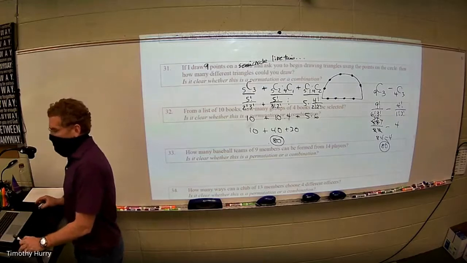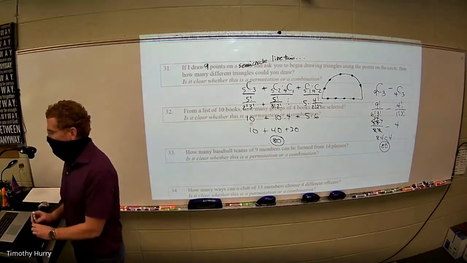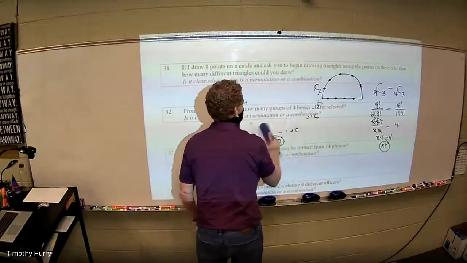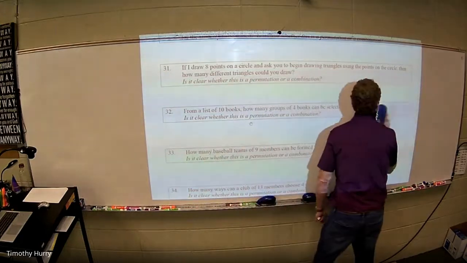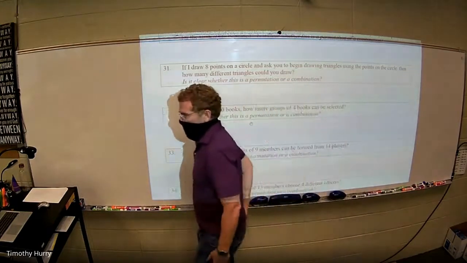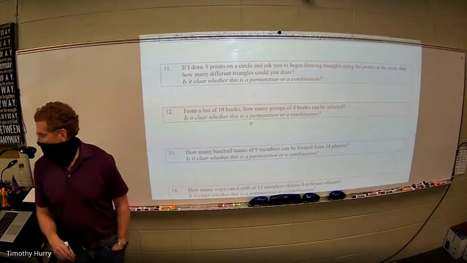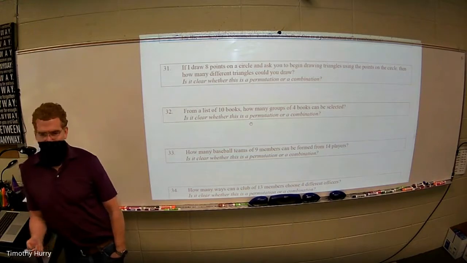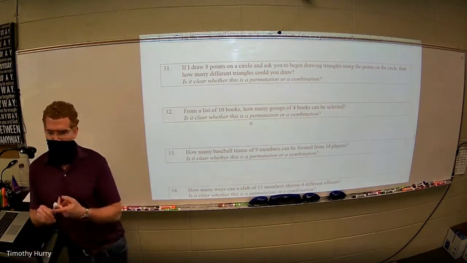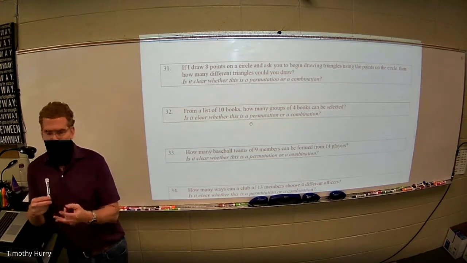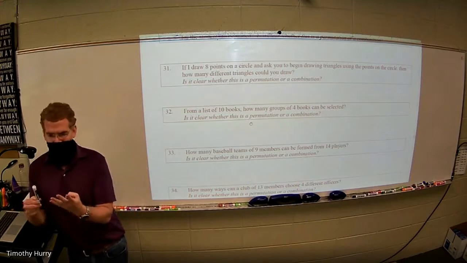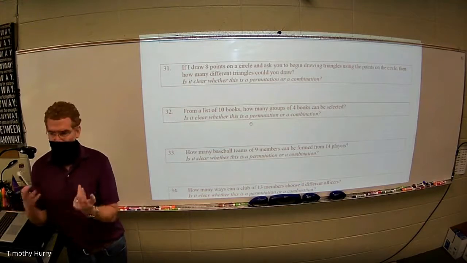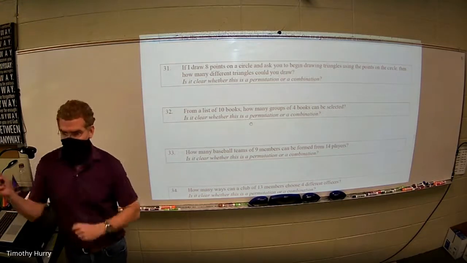How about this: from a list of 10 books, how many groups of 4 books can be selected? Anybody? The combination, because it doesn't matter the order of the books, it's groups of books. Yeah, 10C4, because think about it. If you walk into a bookstore and you need to buy a calculus book and a history book and an AP Psych book or whatever, you have to buy 4 books. Does it really matter the order in which you got them? No, you're just throwing them in the buggy, the cart or whatever.